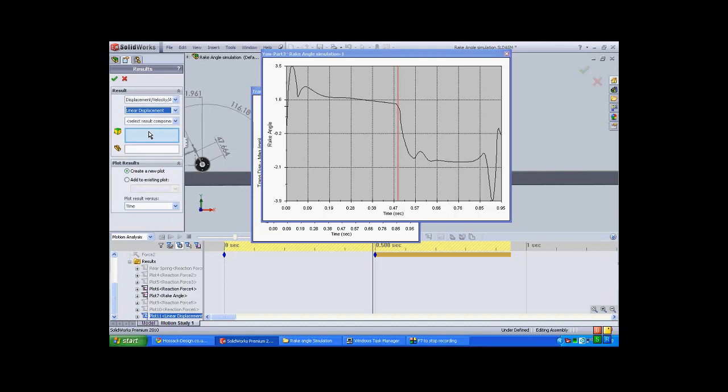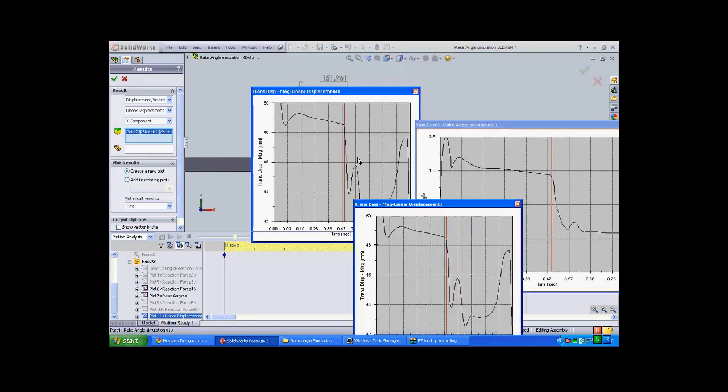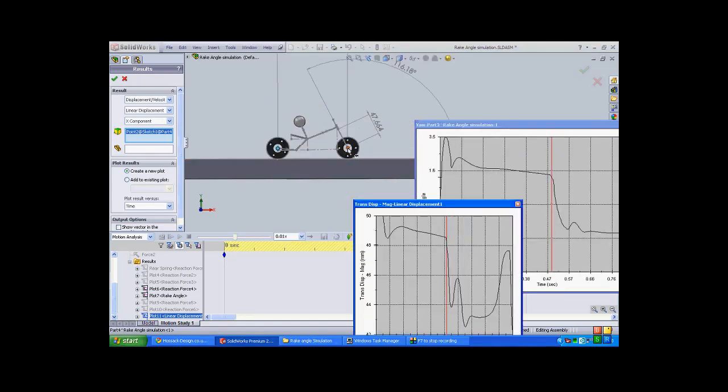Distance, linear displacement, and the x component. Let's select this point. Let's move this. Let's select this point. Let's say okay.